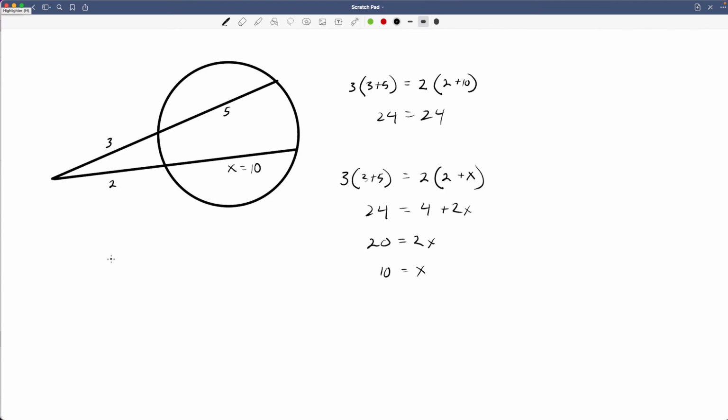And it's always the external segment times the sum of the segments. For this, it would be secant 1 is equal to secant 2, the external times the sum. That would be your formula for that. And I would be sure to draw that or put that with the illustration here so that you can apply that.